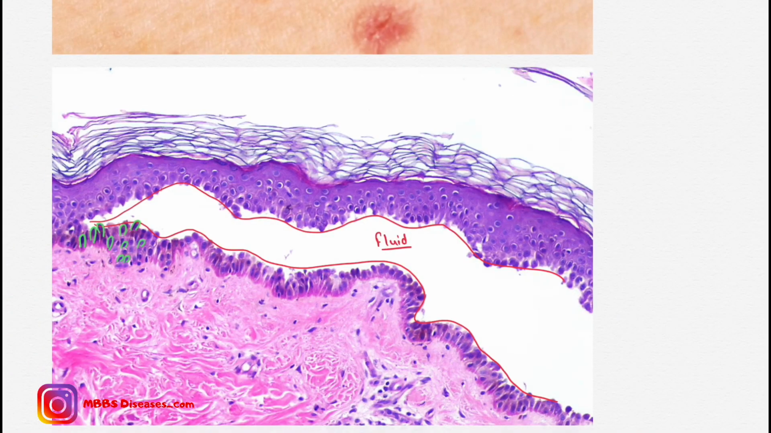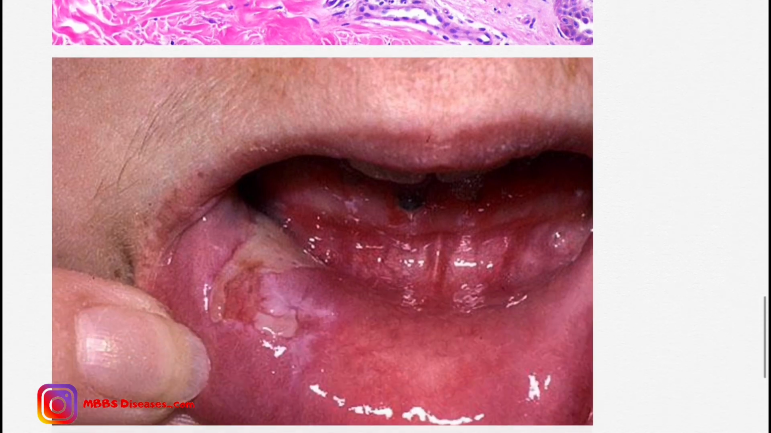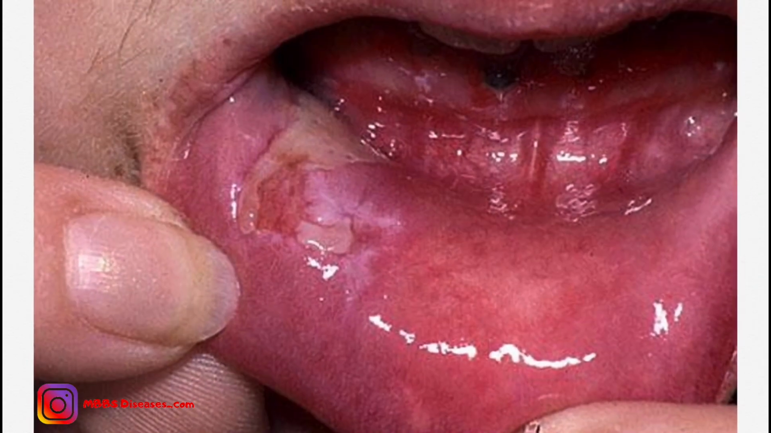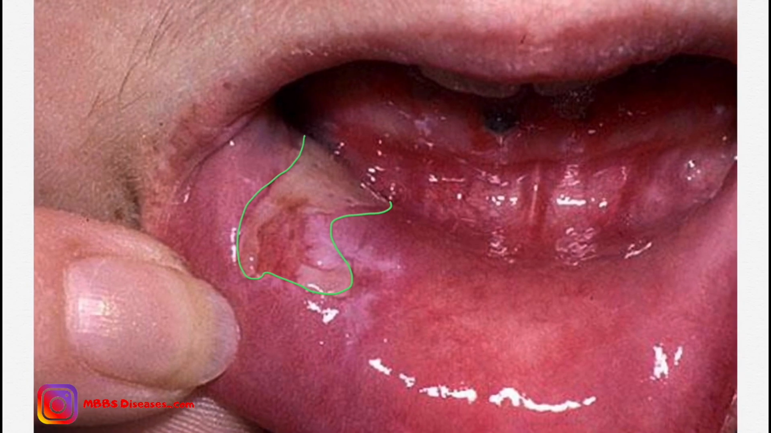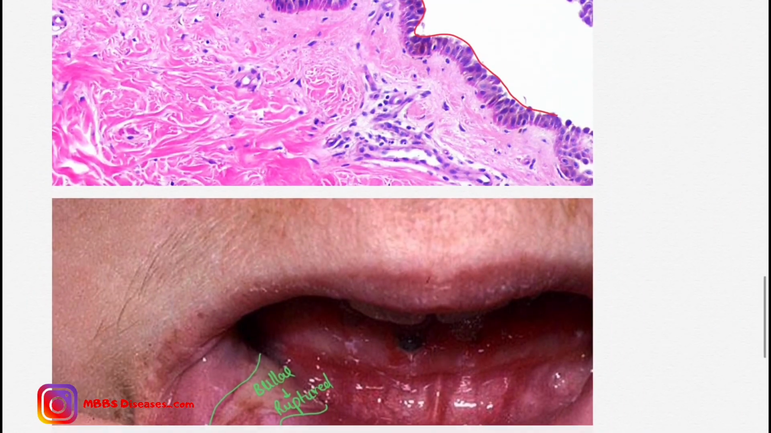Now coming to another one, you can see the oral ulcer here. So it is Pemphigus vulgaris. This bulla got ruptured. Okay, so these are the images of Pemphigus.